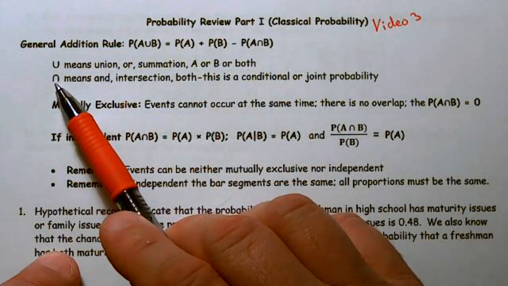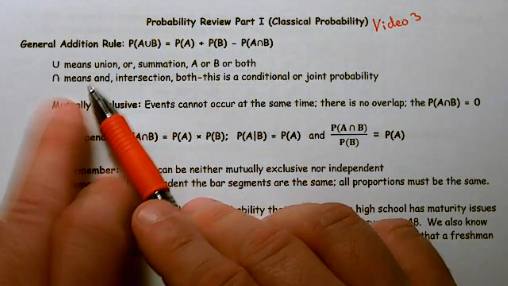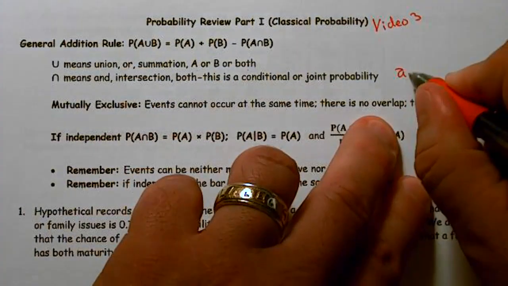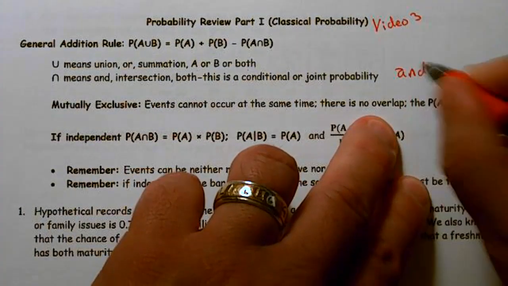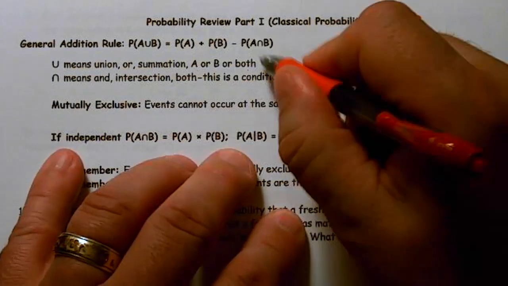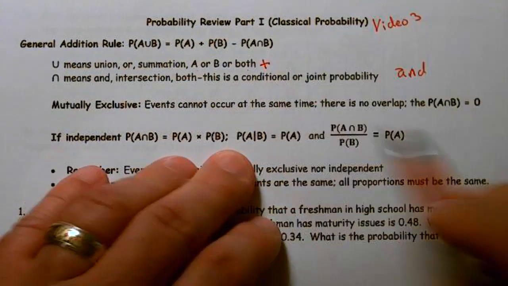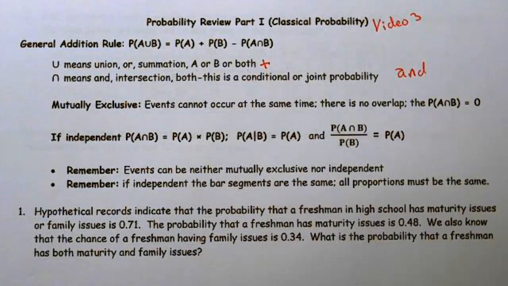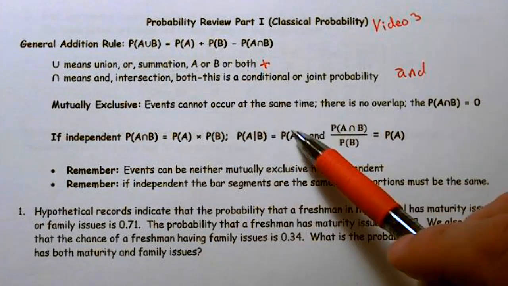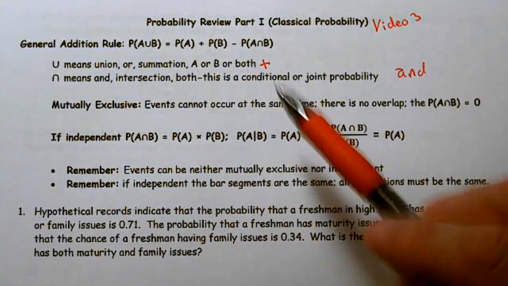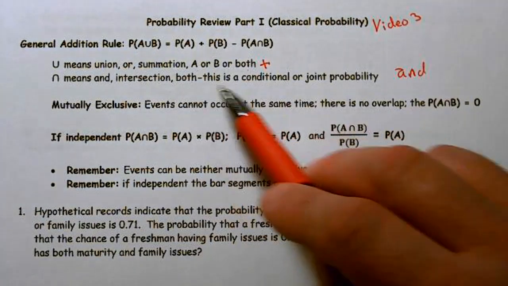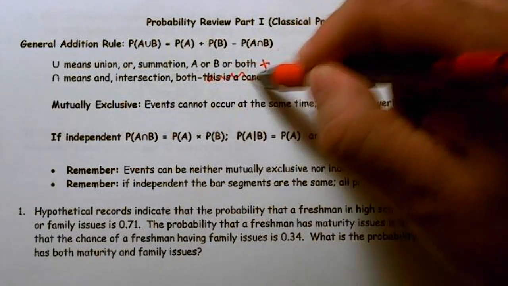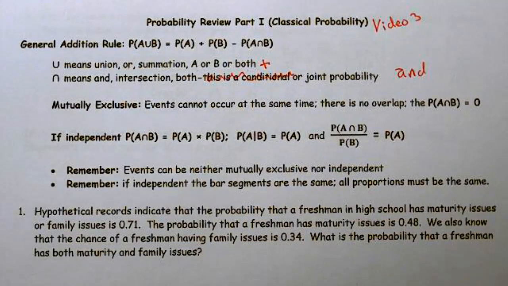This is the intersection sign. And we also use the word and. The way I remember that is, and it looks like it has an intersection sign in it. I should say the union usually means plus, so summation. The intersection also means both. Please know this is a joint probability.